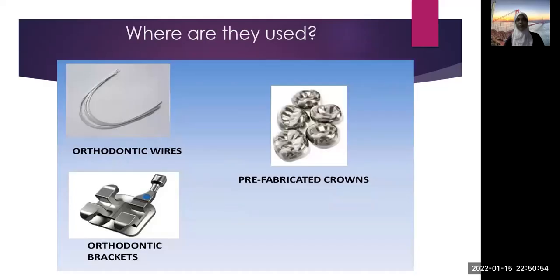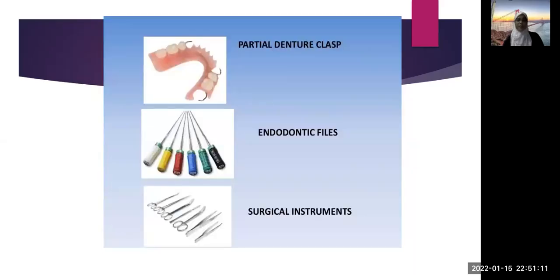Now, where are these wrought alloys used in dentistry? It is used in various fields: as orthodontic wires, as brackets, as prefabricated crowns. You can also see it in partial denture clasps, endodontic files, and also as surgical instruments. So these are the various fields where wrought alloy is being used.